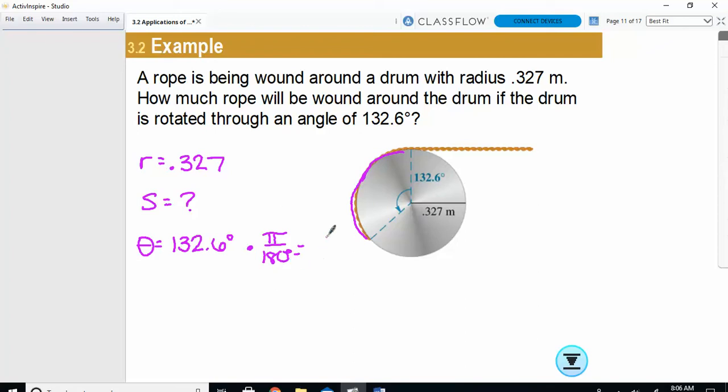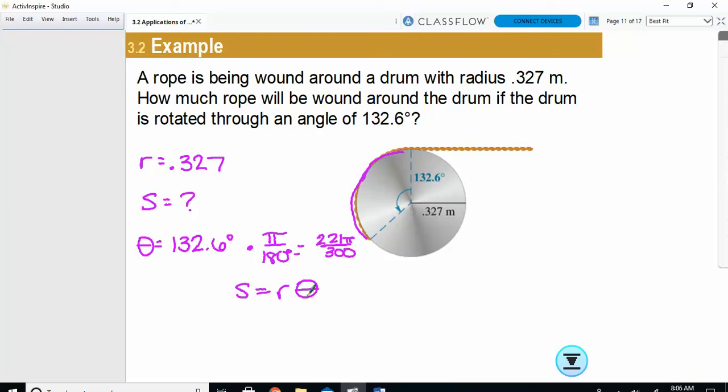All right, so if I do that, remember when you type it in, you do 132.6 divided by 180, and then we stick the pi back on. If you go math number 1, it would write it as a fraction. So we get 221 pi out of 300. So now we can use our formula, S equals R theta.